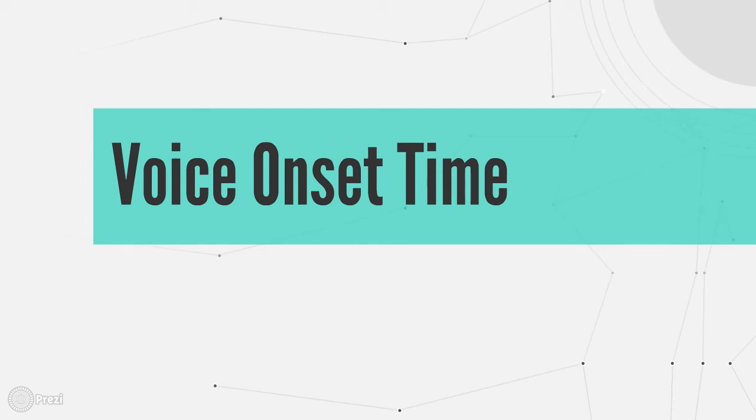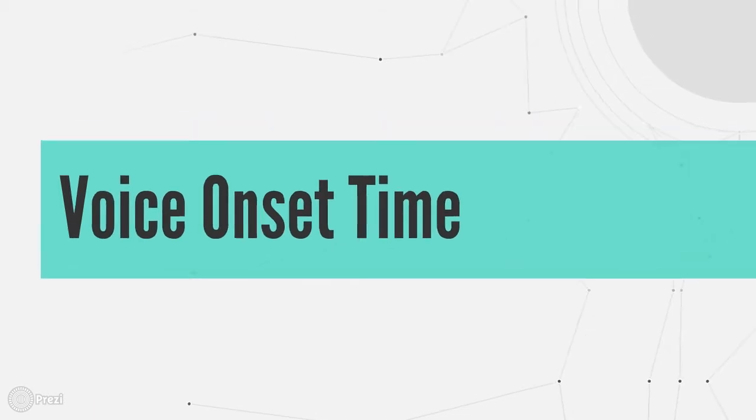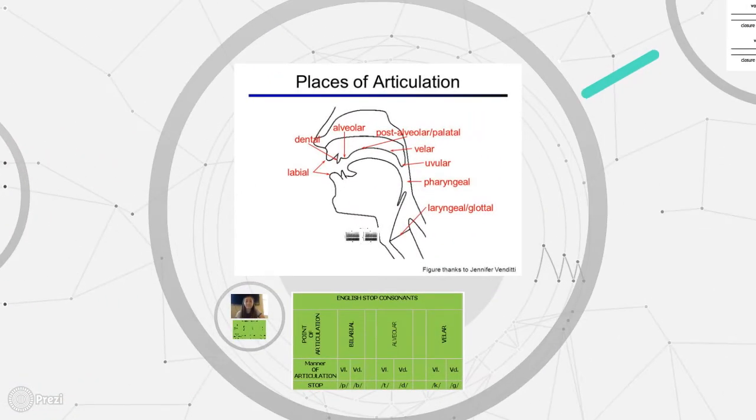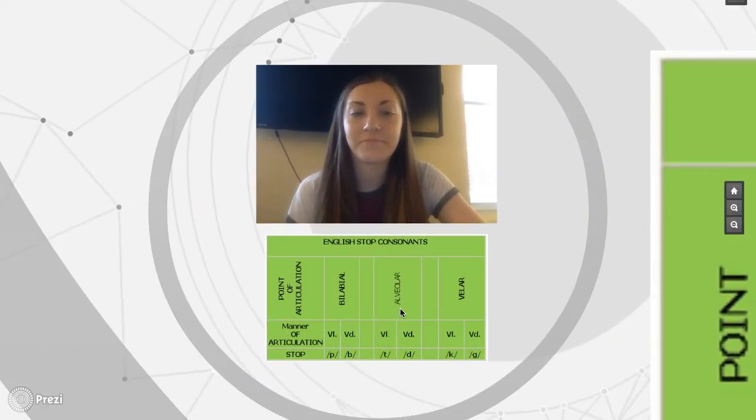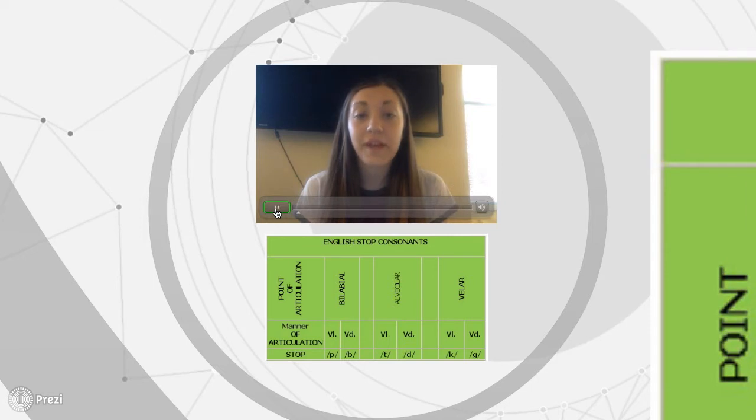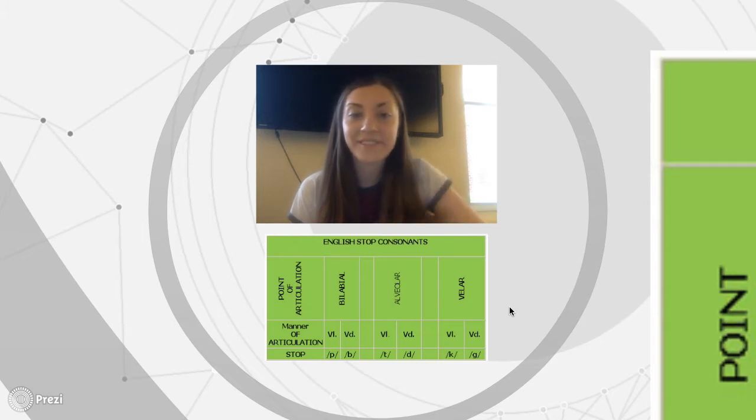In this video, we will be talking about voice onset time, a phonological feature specific to stop consonants. A stop is a plosive consonant in which airflow in the vocal tract is fully occluded for a brief period of time, requiring complete articulatory closure in the oral cavity. The English stop consonants are as follows: P, B, T, D, K, and G.